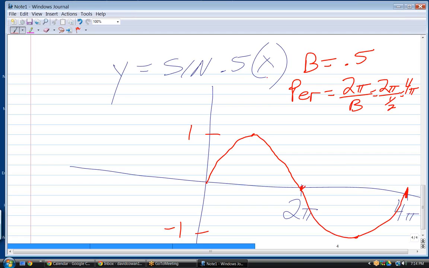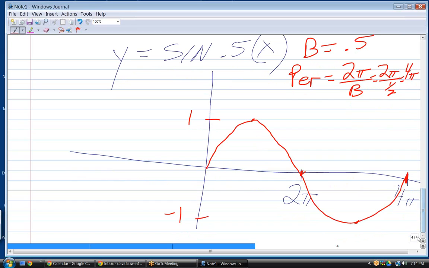Whereas the sine of x went between 0 and 2 pi. It drew one complete period between 0 and 2 pi. This one, the period is stretched out to 4 pi. Okay? Now, let's talk about period.